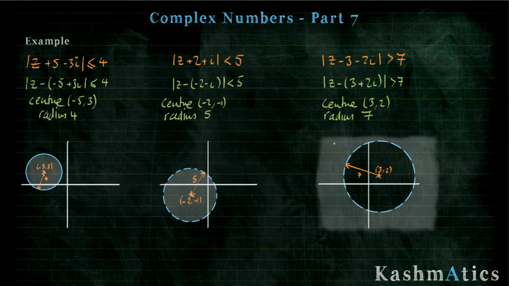And the last one, I need to shade the area outside of the circle. Okay, and I need to have a dotted line because it doesn't include the circumference. And the center is 3, 2. And again, this circle goes over both axes as well. So that was nice and straightforward. Let's move on to something else.